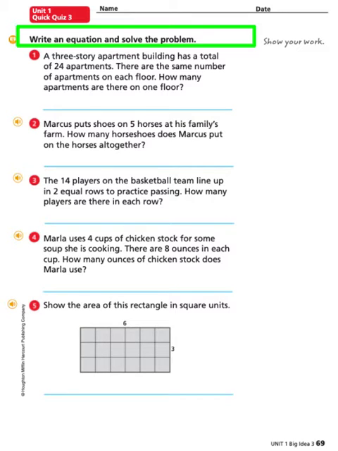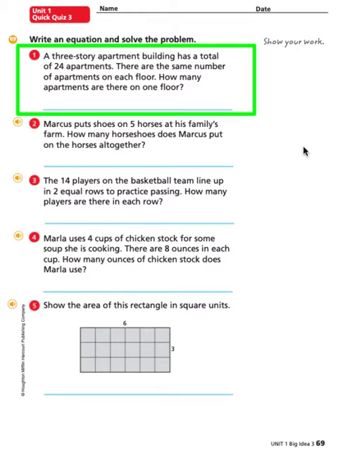Quiz 1. The first thing you need to do is put your name on your paper. Then the first direction is write an equation and solve the problem. So you need to have a multiplication or a division problem for each problem on this page.